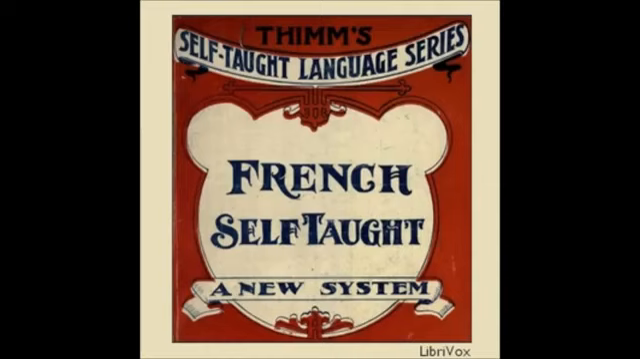Pluperfect. That I might have received. Que j'eusse reçu. Que tu eusses reçu. Qu'il eût reçu. Que nous eussions reçu. Que vous eussiez reçu. Qu'ils eussent reçu.